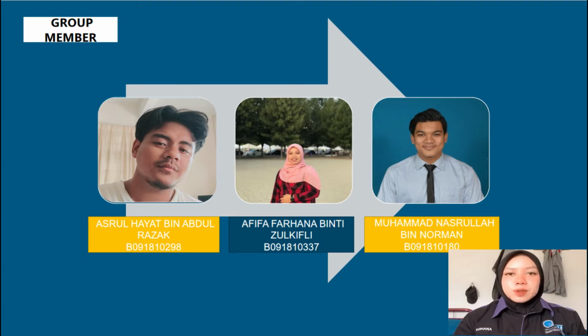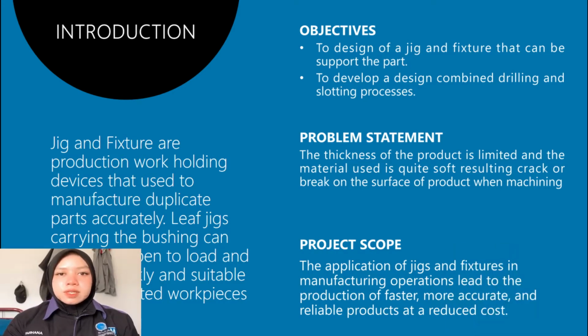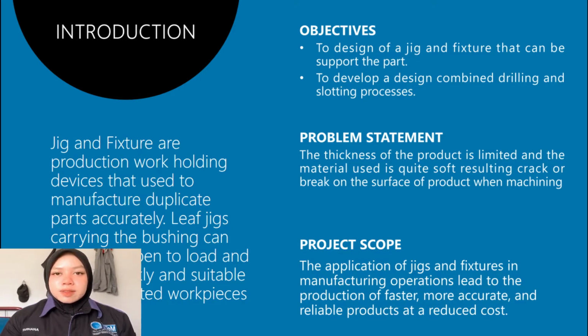Now I'm going to explain to you about jigs and fixtures, a production work holding device that is used to manufacture parts accurately. We choose lift jig as our jig for our part 3 because it's easy and suitable to use on a complicated part. Our objective, for the first, is to design a jig and fixtures that fits the design of the given part. For our second objective, it is to develop a design that combines drilling and slotting process.